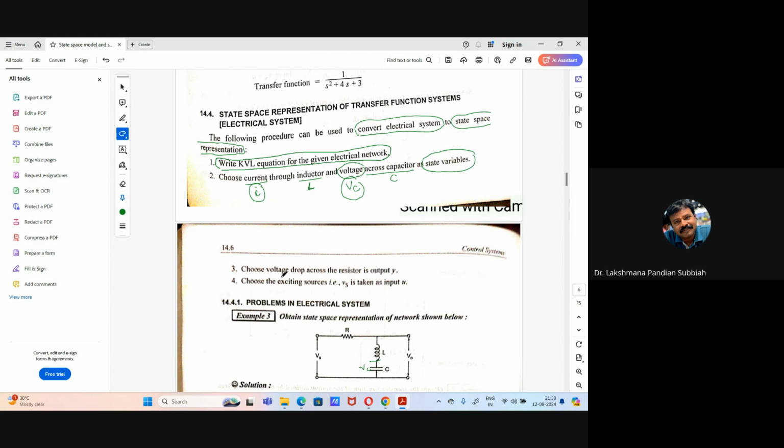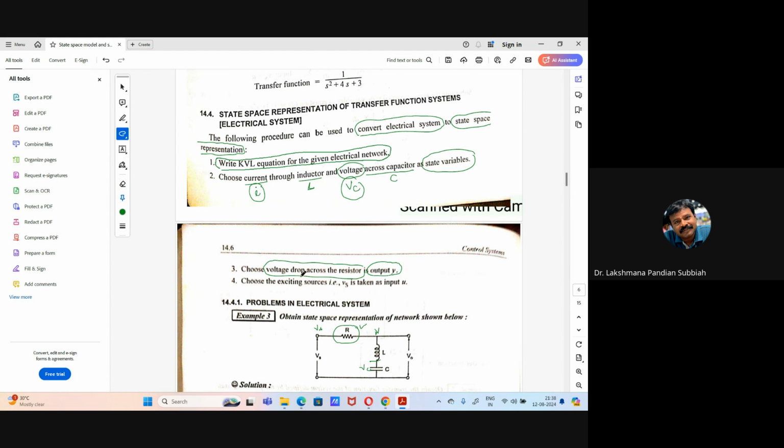Now choose the voltage drop across the resistance. Across the resistor, the voltage drop is the difference between the source voltage Vs and the voltage at this nodal point. So Vs minus VC is the drop across the resistance, and that one you have to consider as the output.